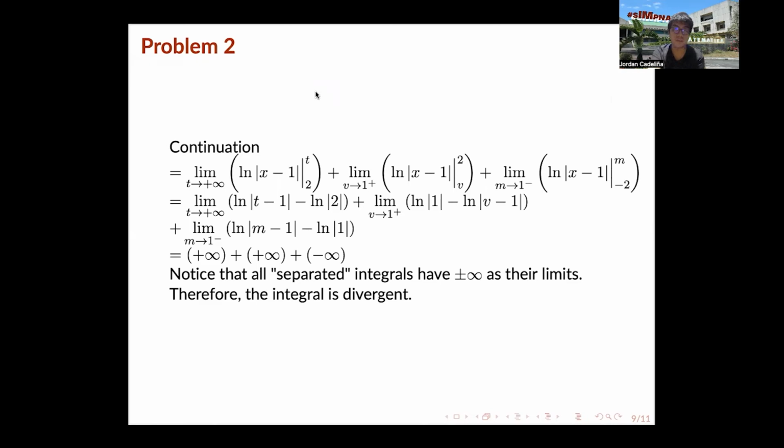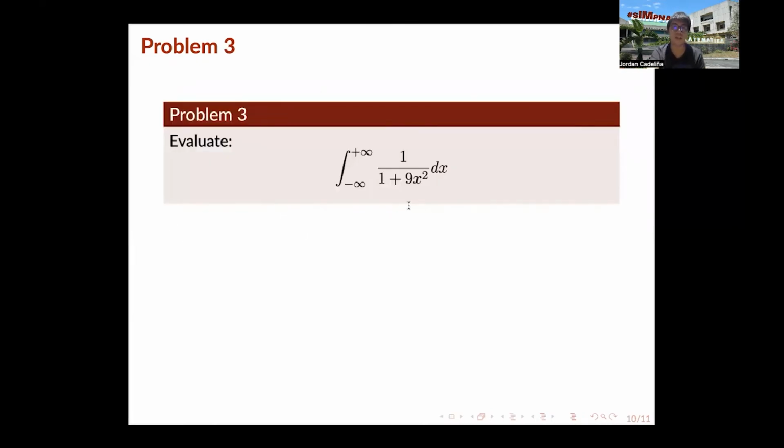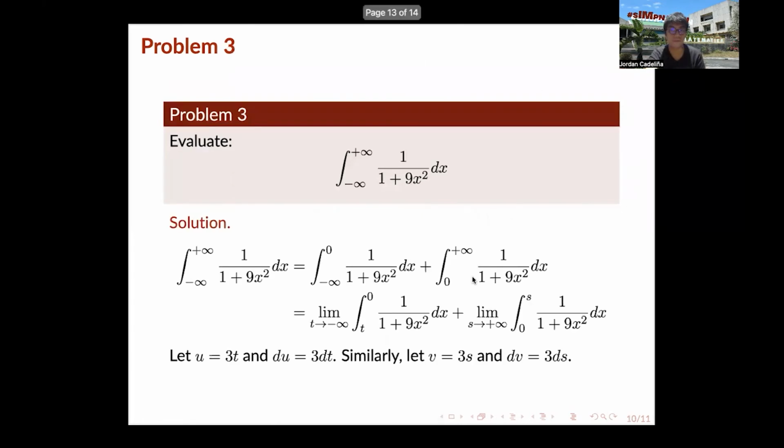Okay, so let's now proceed to the last problem. Evaluate the integral from negative infinity to positive infinity of 1 all over 1 plus 9x squared dx. So, pause muna ulit yung video kung gusto niyo muna i-solve on your own. Then, see the solution kung gusto niyo lang ituloy yung video. Okay, so let's see the solution.